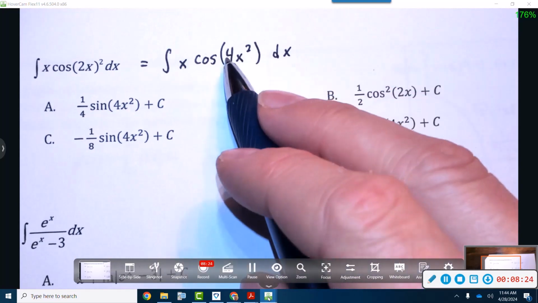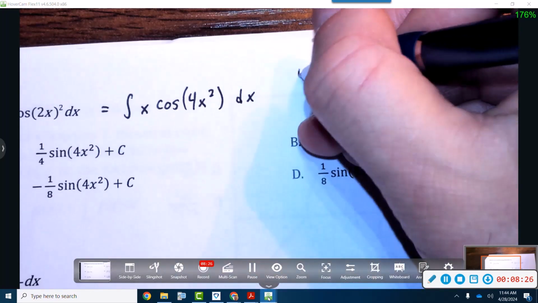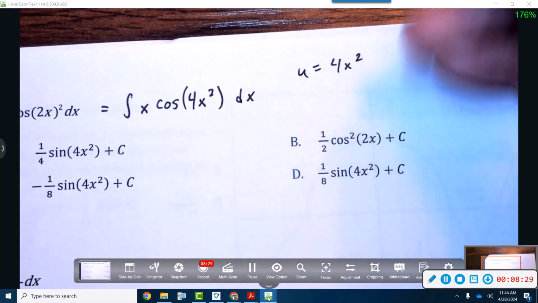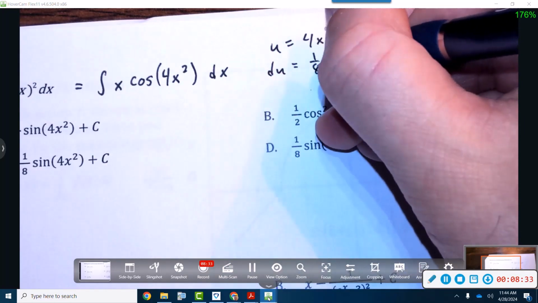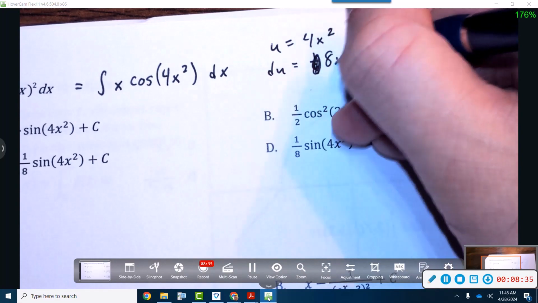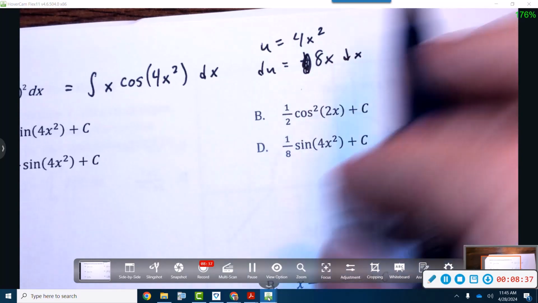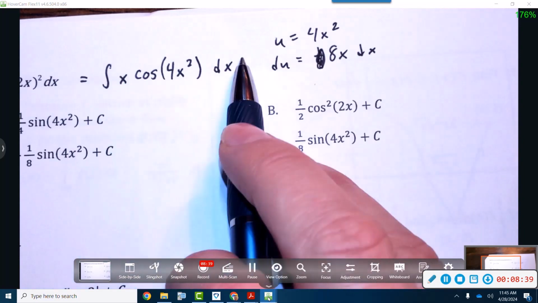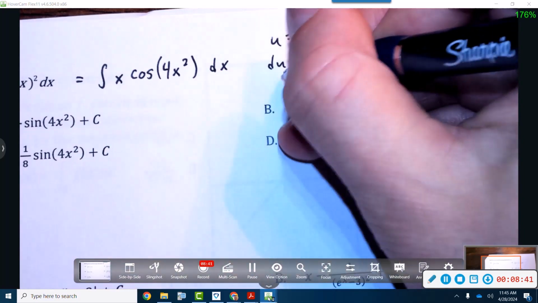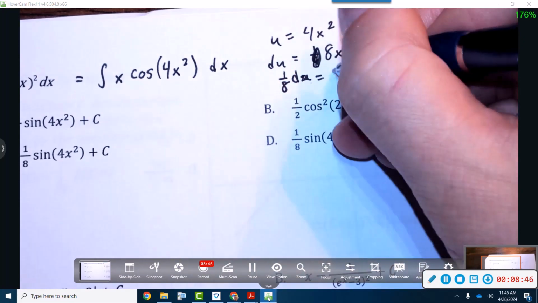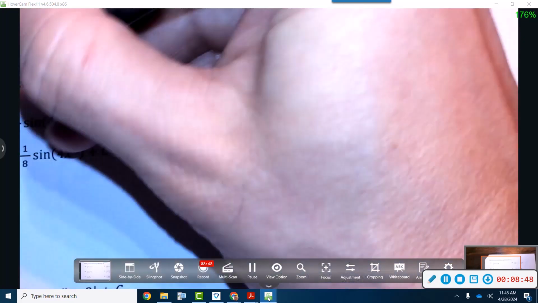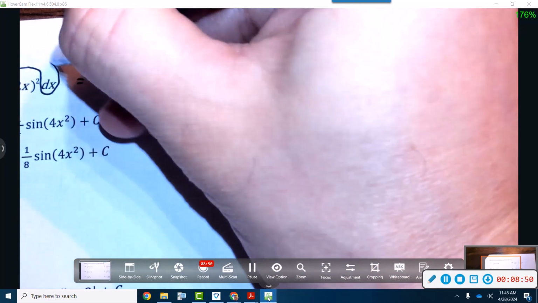But here I can actually use my u as 4x squared. So let's see where it takes us. du is 8x dx. And it looks like we do have an x. So let's go ahead and divide by the 8. So 1/8 du equals x dx. Now here is our x dx.